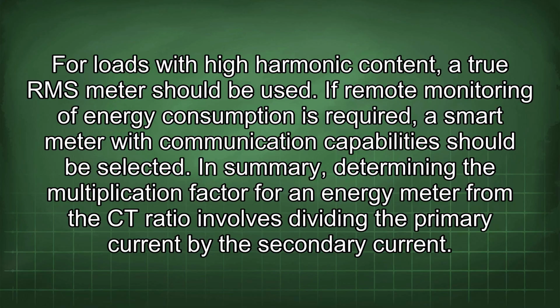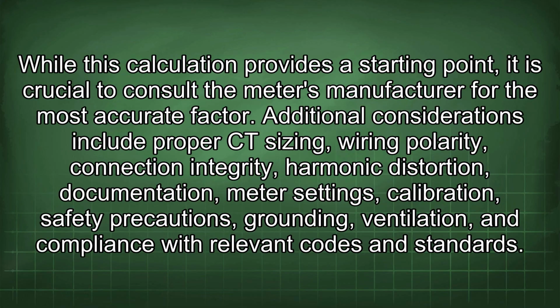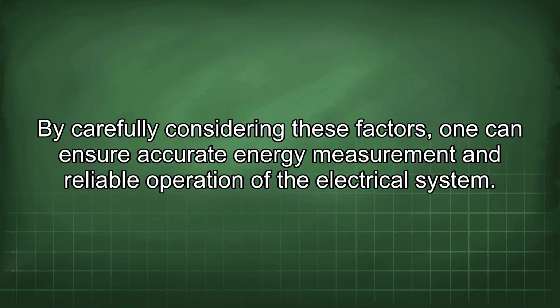In summary, determining the multiplication factor for an energy meter from the CT ratio involves dividing the primary current by the secondary current. While this calculation provides a starting point, it is crucial to consult the meter's manufacturer for the most accurate factor. Additional considerations include proper CT sizing, wiring polarity, connection integrity, harmonic distortion, documentation, meter settings, calibration, safety precautions, grounding, ventilation, and compliance with relevant codes and standards. By carefully considering these factors, one can ensure accurate energy measurement and reliable operation of the electrical system.